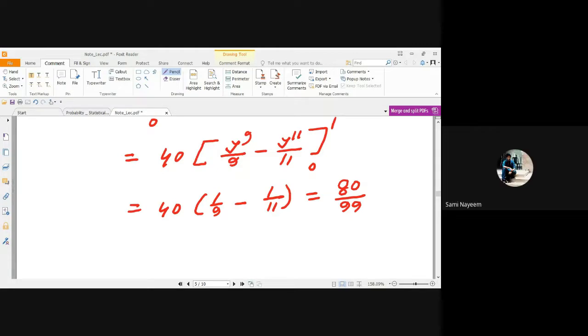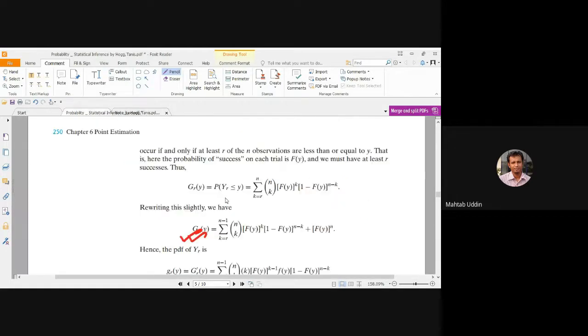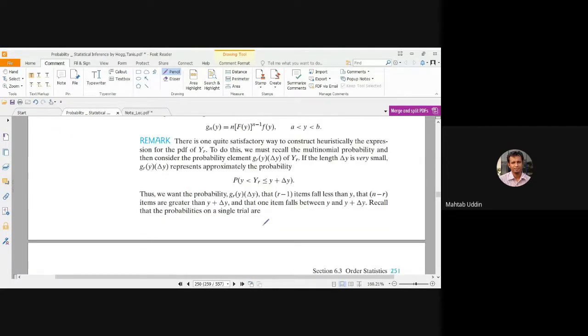Yes, sir. So on average the 4th value is less than what? 80 by 99. On average the 4th value is less than 80 by 99. Similarly, you can find on average the 3rd values, the 2nd values, even the 5th values. These are given in example 3. So example 2, 3, all of the examples you have to study.